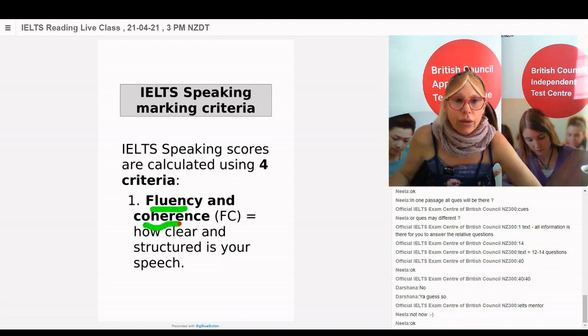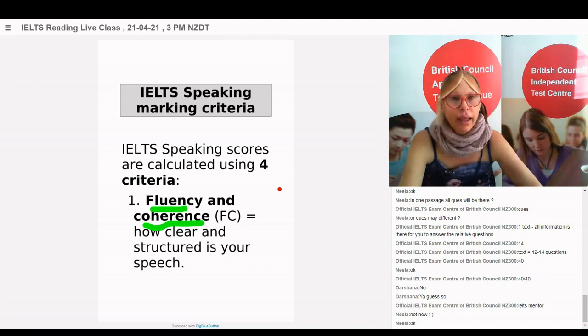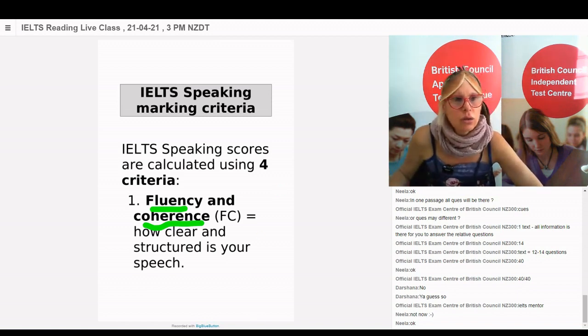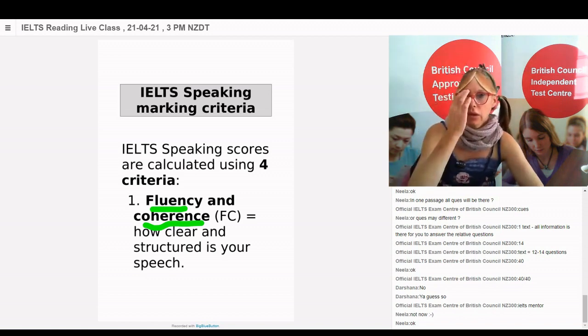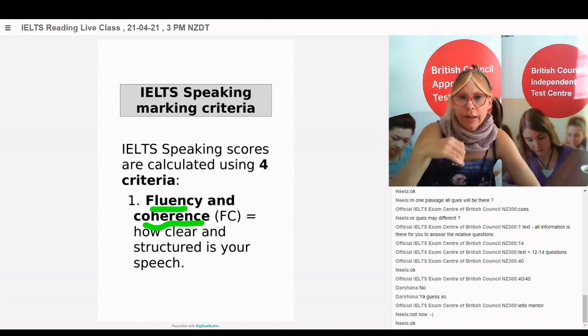Fluency and coherence is the first criteria that you will be marked on. So what does this mean? Fluency and coherence. Well, fluency refers to how fluent you can speak, in terms of, do you pause a lot, or do you hesitate a lot, or do you need to correct yourself a lot? Do you just keep talking naturally until the examiner asks you the next question? So that's what fluency means.